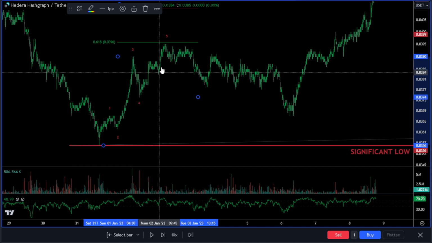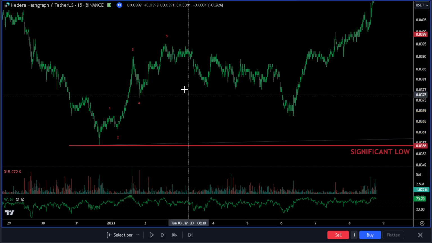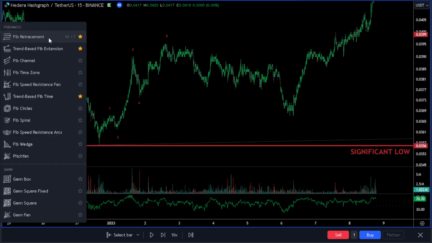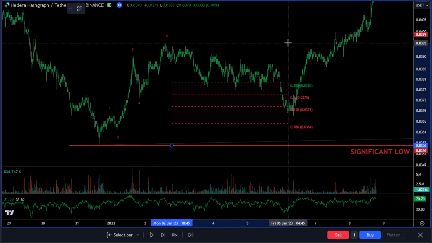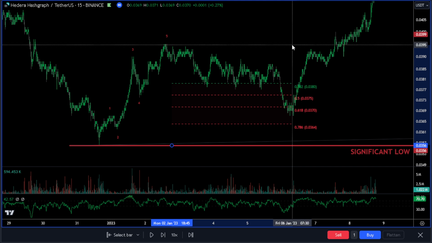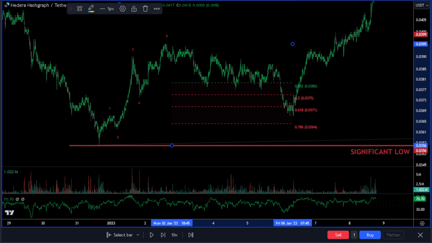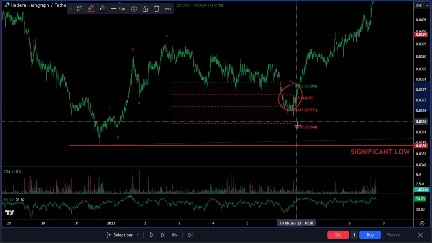But I'd also be counting the waves here as well, and probably put my stop somewhere around this area if I was playing it. Okay. Once our 5 waves are complete, I'd put on our Fibonacci level. I'd be looking for 382 to the 618. As you can see, we came through that.